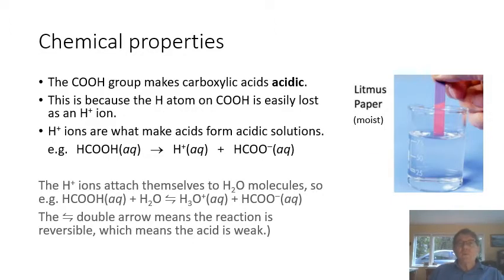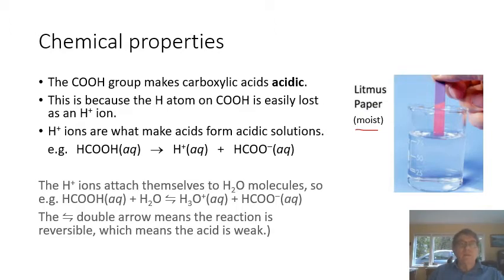What are some of their chemical properties? Well, the obvious one perhaps is the fact that they're acids, so they're acidic. So if you dip blue litmus paper in the acid, it will turn pink or red. Now, if it's pure acid, you have to use moist litmus paper. So it's always best to moisten your litmus paper first when you're doing organic chemistry.